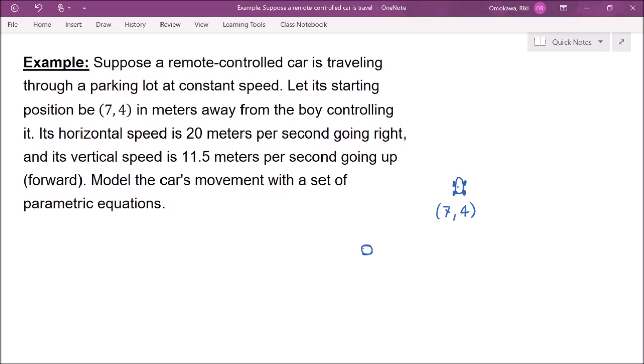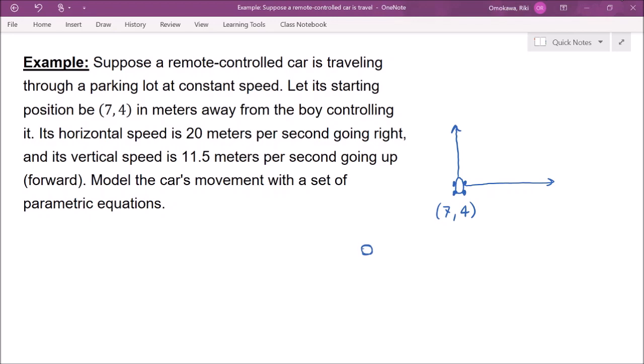So horizontal speed, 20 meters per second going right. So this car, as it moves, its x position is increasing at a constant rate going this way by 20 meters per second. And then its vertical speed, 11.5 meters per second. So its y position is increasing by 11.5 meters per second. So it's going like this, right?